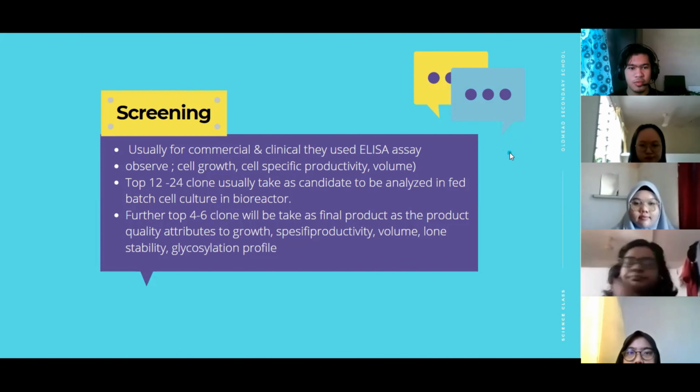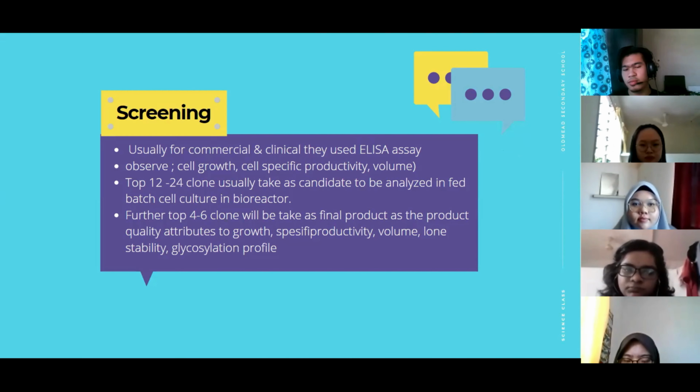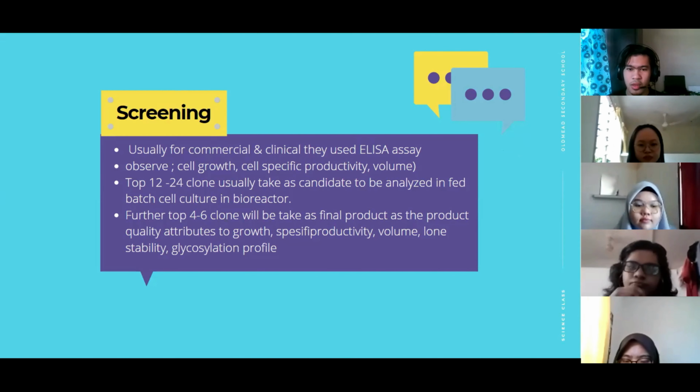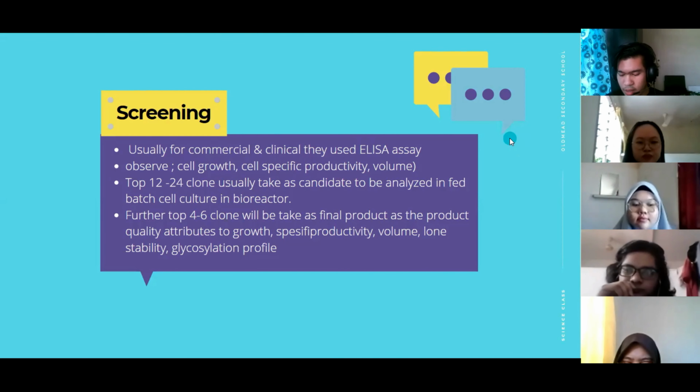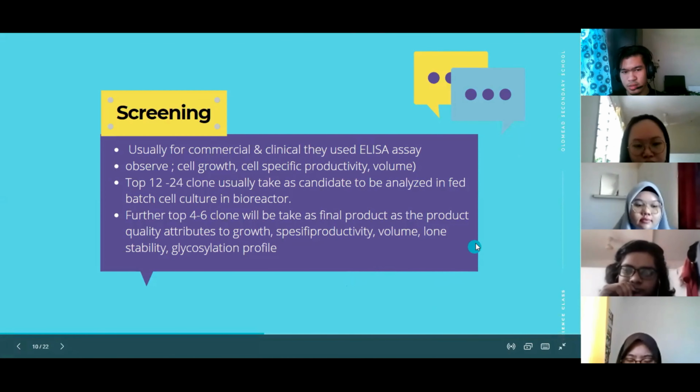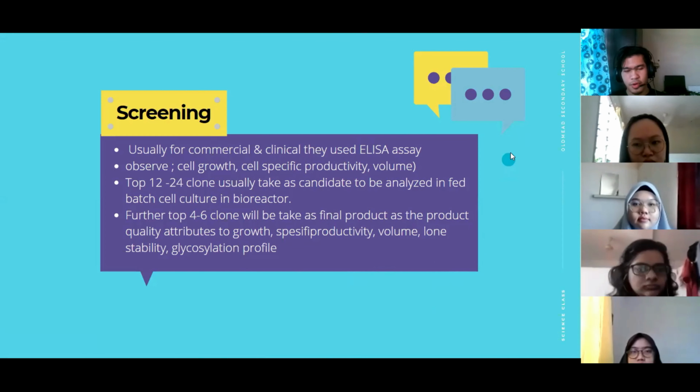And then the top 12 to 24 clones from the 1,000 clones, we will usually take as candidates to be analyzed in the fed-batch cell culture in the bioreactor. And then further, the top 4 to 6 clones will be taken as the final product, which can contribute to growth, specific productivity, volume, and clone stability. Also the glycosylation profile, which is this last top will be a single clone that can be chosen for the mass production of monoclonal antibody.